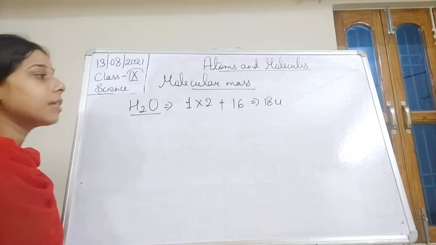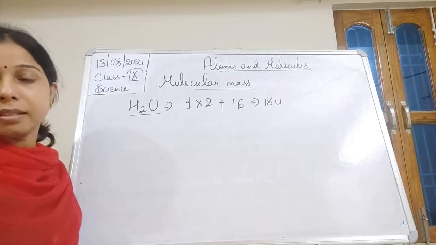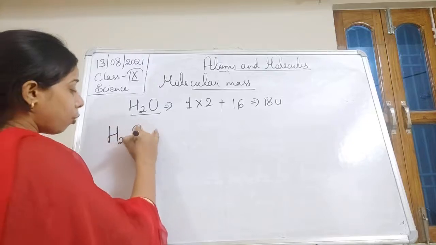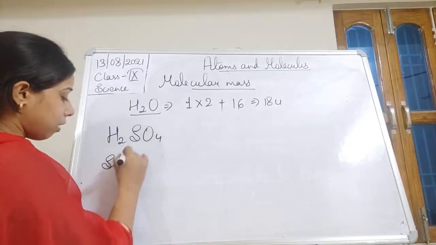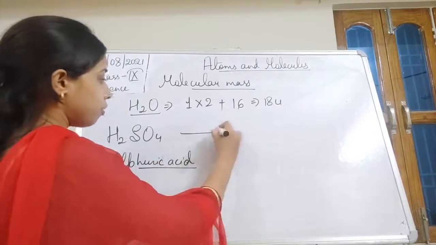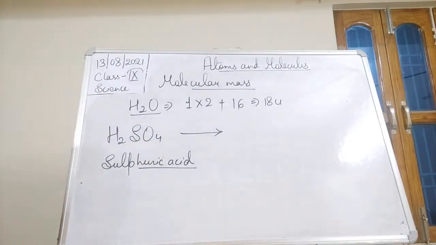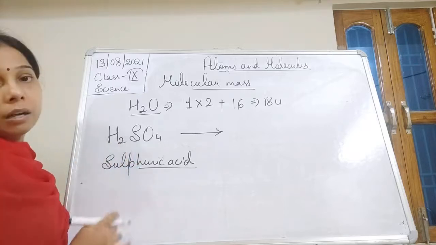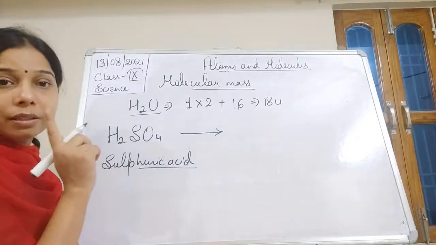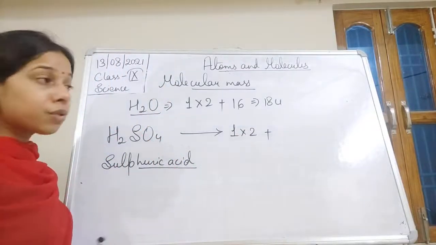Similarly, if the question asks you to calculate the molecular mass of sulfuric acid, we must know the formula of sulfuric acid, which is represented by H2SO4. Now, in H2SO4, how many atoms of hydrogen are there? That is 2. And the atomic mass of hydrogen is 1. So it will be 1 into 2 plus, this is for the hydrogen.